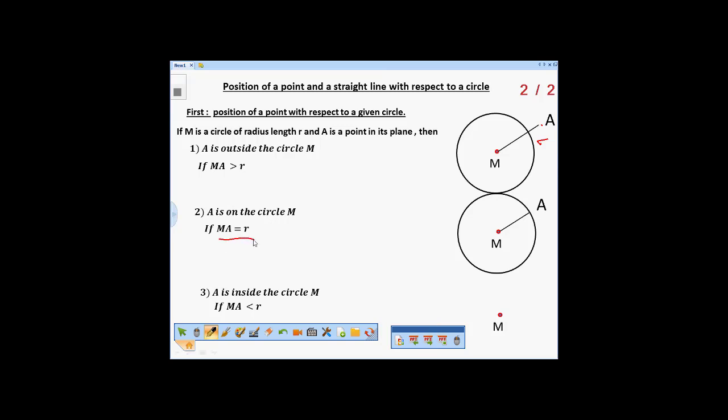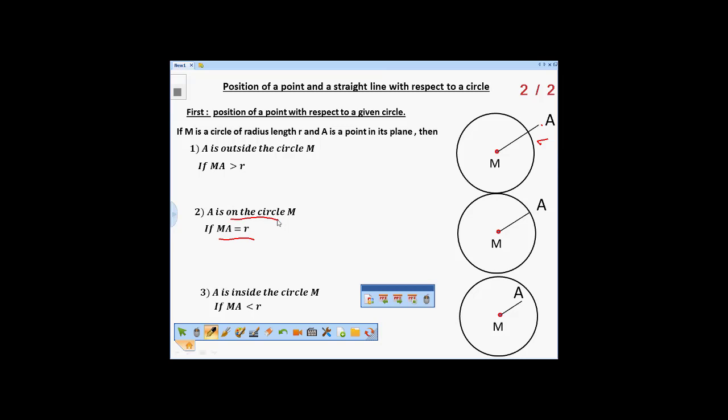Number three, if we have circle M and we have point A inside the circle M, it means MA is less than the radius R. So we have three cases. Number one, A is outside the circle, then MA is greater than R. Number two, A is on the circle, so MA equals R. Number three, A is inside the circle M, so MA is less than the radius.